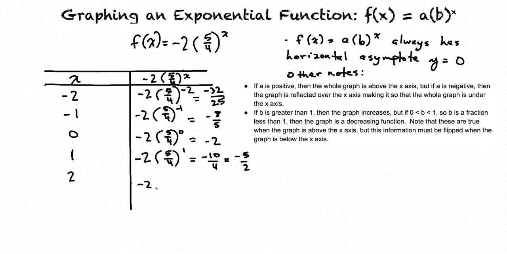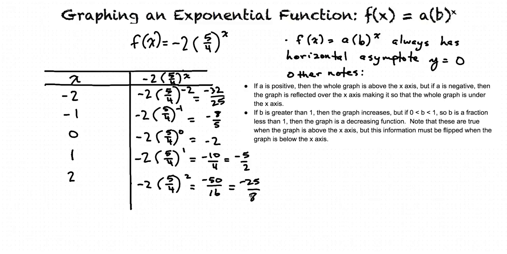Then we have negative 2 times 5 over 4 to the second power, which equals negative 50 over 16, because 5 over 4 squared equals 25 over 16 times negative 2. It was negative 50 over 16, which is simplified to negative 25 over 8. We will now plot these points on the graph, draw the horizontal asymptote at y equals 0, then click the graph button to get the final graph.